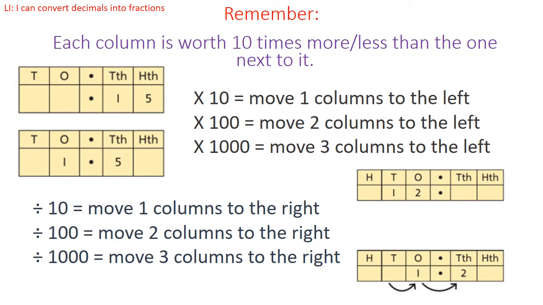So if we are multiplying by 10, we move our digits one column to the left. If we're multiplying by 100, we move 2 columns to the left. Multiplying by 1,000, we move 3 columns to the left. And then it goes the same with dividing, but we're going in the other direction because our number is getting smaller. So if we're dividing by 10, we go 1 column to the right. Dividing by 100, we go 2 columns to the right. Dividing by 1,000, and that's 3 columns to the right.